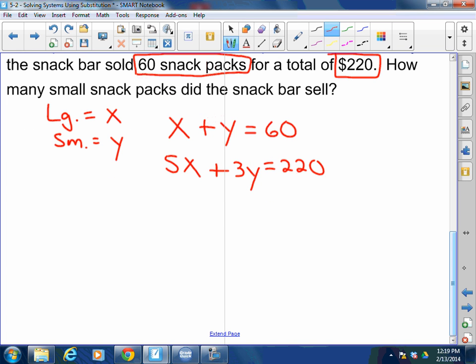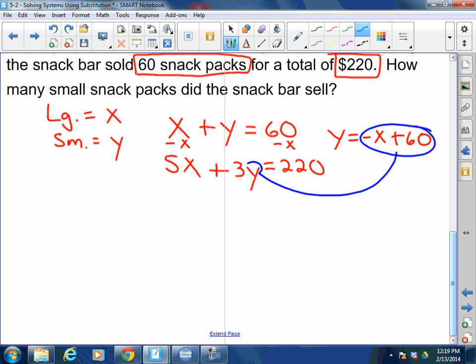I know the top one. Which one? Okay, you could have solved for X or Y. You want to solve for Y. Subtract X from both sides. So I know that Y equals negative X plus 60. Okay, you ready? Let's do this. That's what Y equals, so I'm going to plug it into the Y of the other equation. So I got 5X plus 3 times Y, which is negative X plus 60, equals 220.